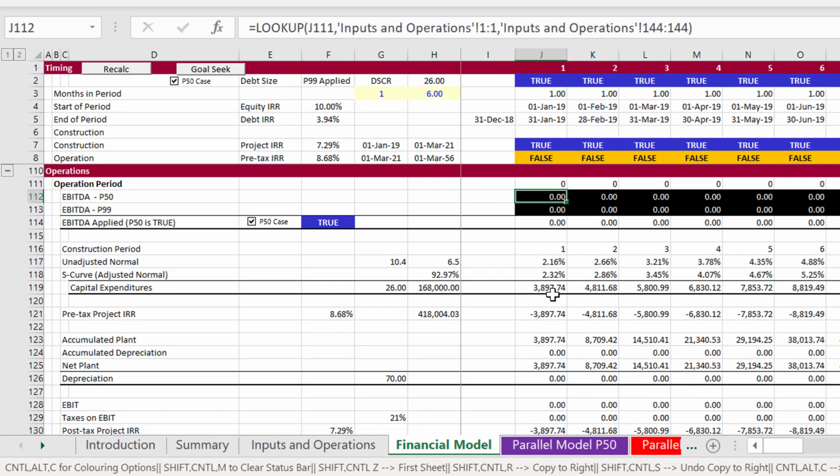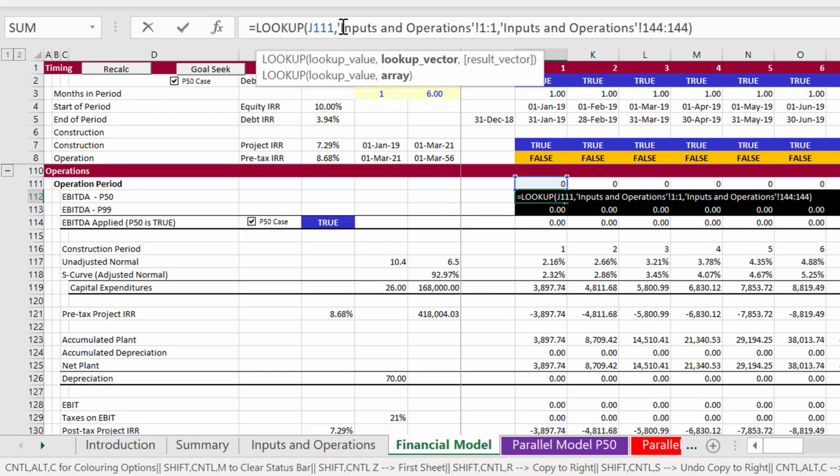Now, for some reason, this comes from the inputs. And in the inputs, whoops, does this work? No. If I put this on here, okay, I wonder if this works.